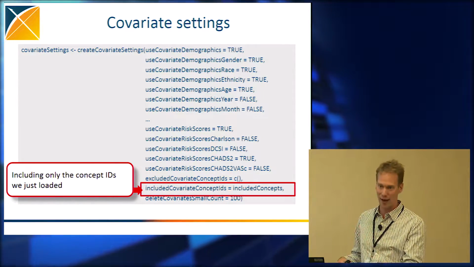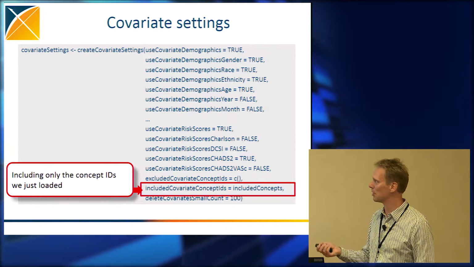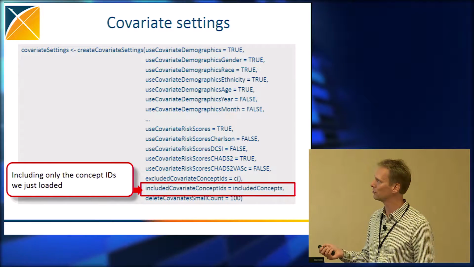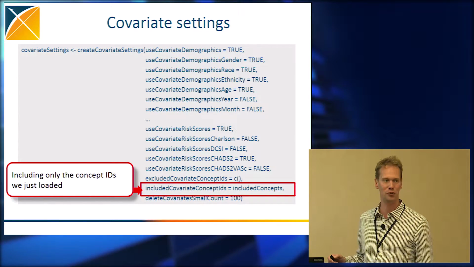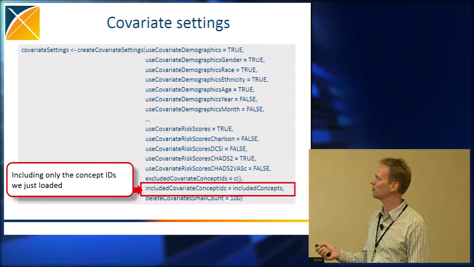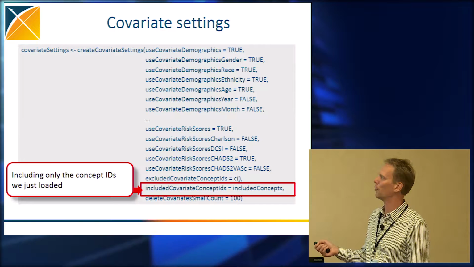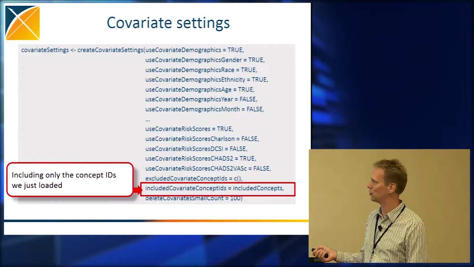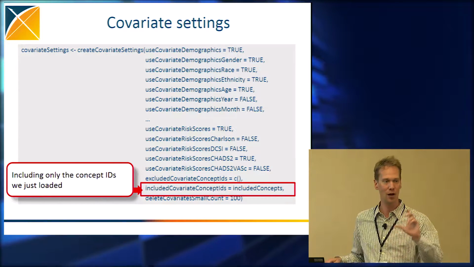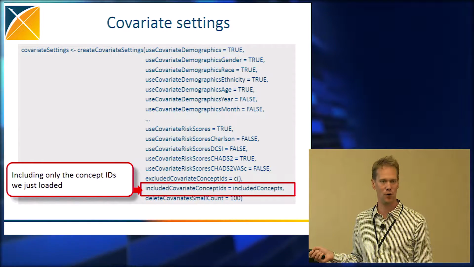Feature extraction itself has a package manual and vignettes to help you make some sense out of what all these options are, but I think most of them are pretty obvious. Do you want to create demographics for gender? Do you want to create demographics for race? Do you want to create covariates for age, for the Charlson Comorbidity Index? And you can just turn them on or off by setting this to true or false if you want.